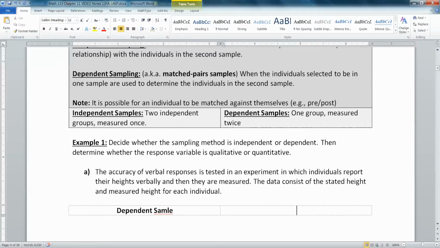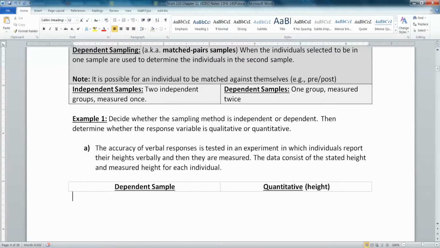You are measuring one group twice. You're measuring them verbally, and then you're measuring them physically. So you're asking them what height they are. Height is a quantitative variable. It's actually a continuous quantitative variable, to be honest with you. Height is measured in inches, so that is totally a quantitative thing that you're trying to measure about these people. And it's a dependent sample because, if you're 5'7", you're not going to say, I'm 7 feet tall. You're going to say you're 5 foot something, somewhere around there. So it's you being measured twice, once by words and once by actions.